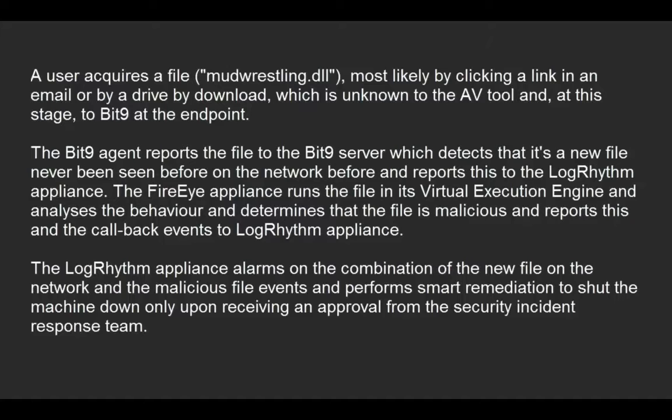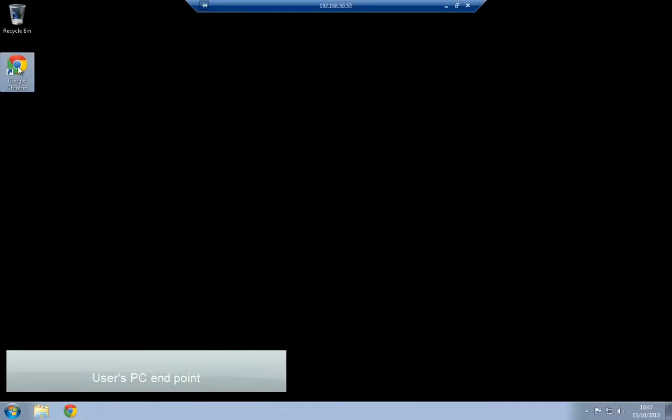In parallel, the FireEye appliance has also reported the malicious file to the Bit9 server. The Bit9 server adds this file to the list of banned executable files across the entire network. No Bit9 agent will allow that file to run anymore. This stops lateral spread of the malicious file across our estate. Let's look at that in action on one of our PCs.